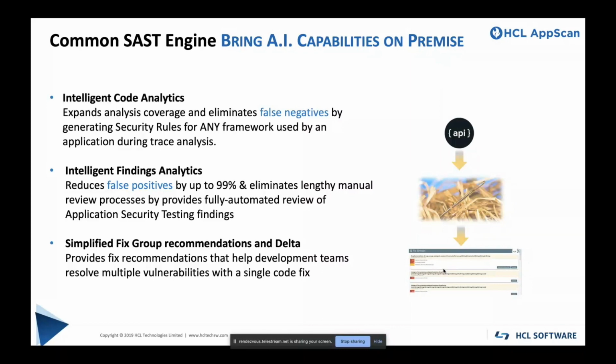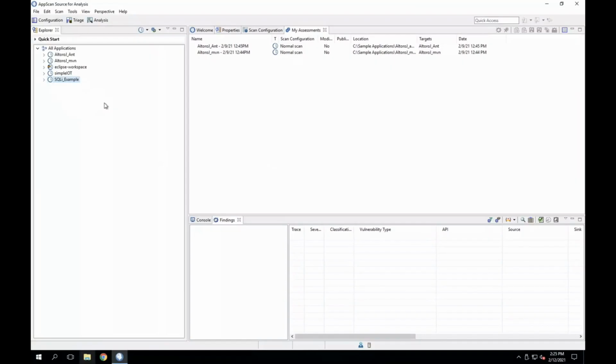Yeah, exactly. So having said all that, I want to show you guys how this works. Let me flip over to my demo. This is AppScan Source for analysis. What I'm going to show you is a very simple example of how you would do a typical manual triage, and this is a very simple example of a SQL injection. I have a Java source code here that I brought in. I'm going to go ahead and do a quick scan.